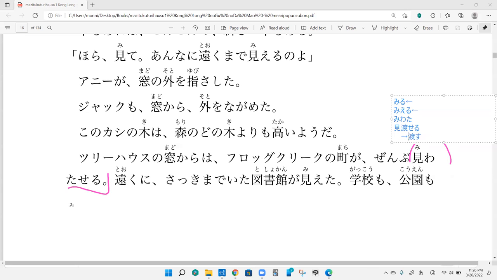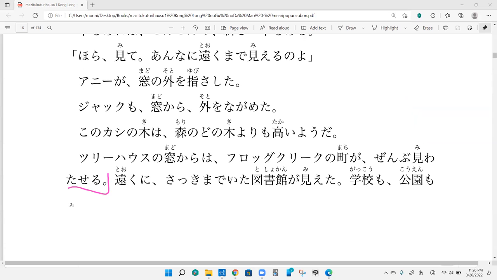Is it to like ferry across? I remember seeing it. Watasu does mean to ferry across. So how would you ferry across your sight? What would that mean, you think? So it's kind of like scanning, I guess. Exactly, 100% correct. Miwatasu means to survey or to scan something with your eyes. That is perfect. I feel like you know everything else now.